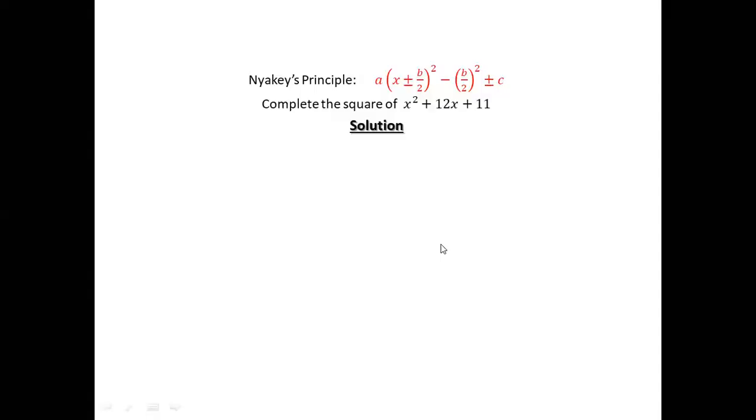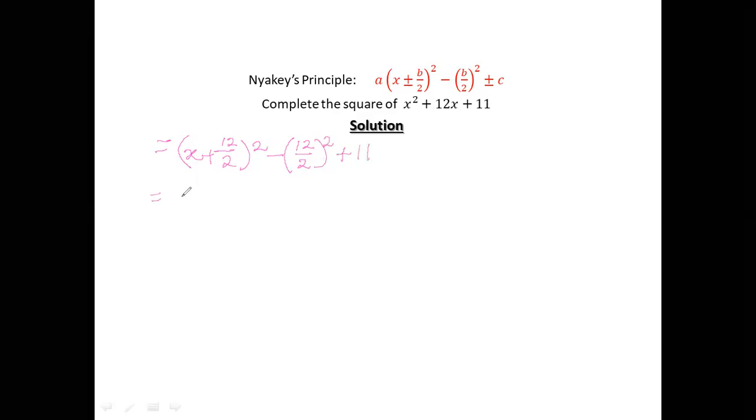In this example, we will look at this question. How do you factorize it? The expression is x squared plus 12x plus 11. So remember, all we have to do is to introduce a bracket x plus b over 2. What is our b? 12. We divide it by 2, we square it, we put minus, then we bring b over 2 again and square it again. Then the last value is 11. We write it, that is our c.